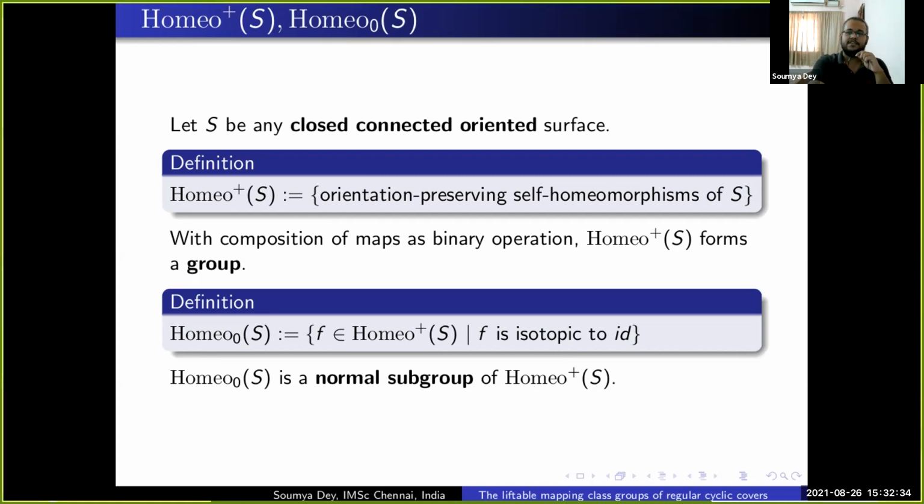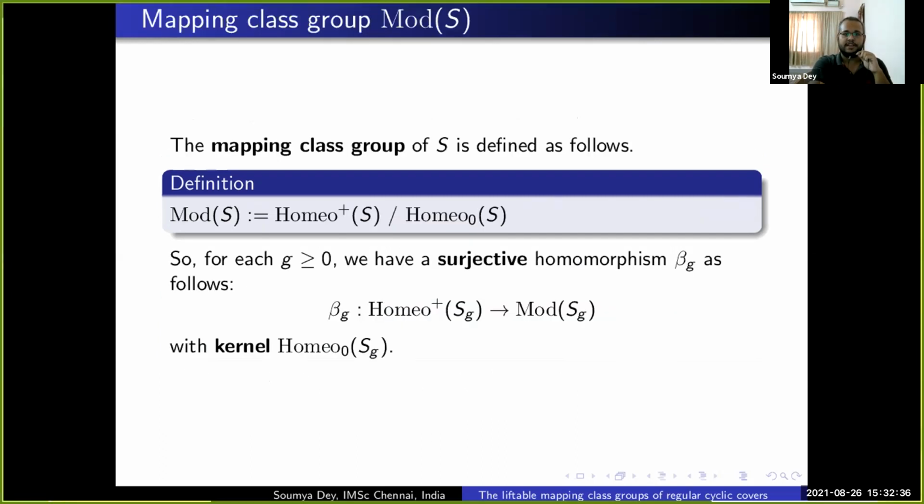And the most natural thing to do when you have a normal subgroup of a group is to take the quotient. So we call the quotient of these two groups the mapping class group of a surface S. And so for each g greater than or equal to 0, we have a surjective homomorphism, we're calling it beta g, from homeo plus of Sg to mod Sg. And this has the kernel homeo 0. So we'll be using this beta g in further definitions.